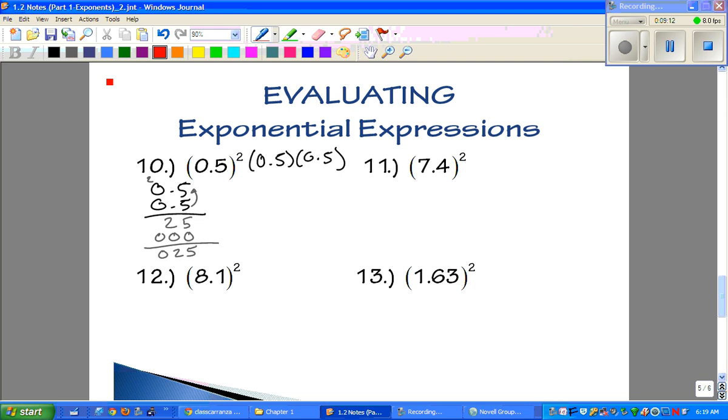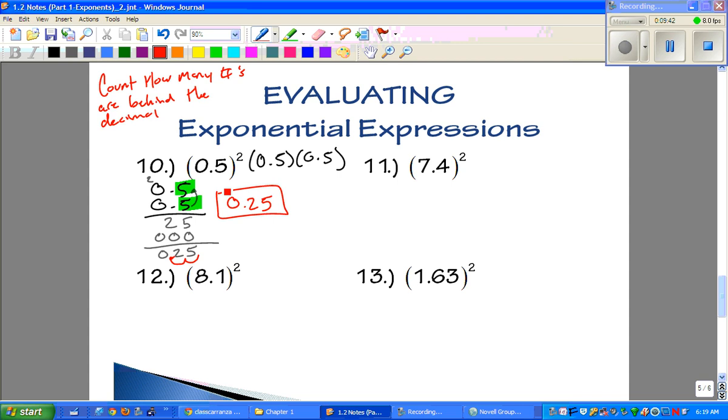What you need to do is count how many numbers are behind the decimal. So let's count. I have 1, 2. 2 numbers behind the decimal means I have to go 1, 2, and our answer is 0.25.